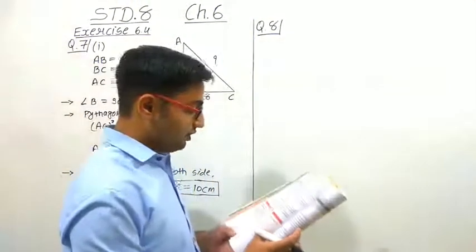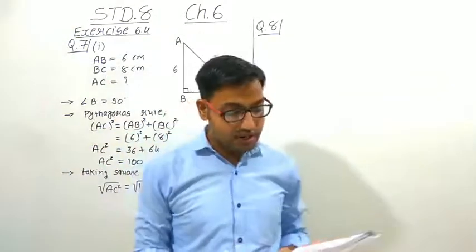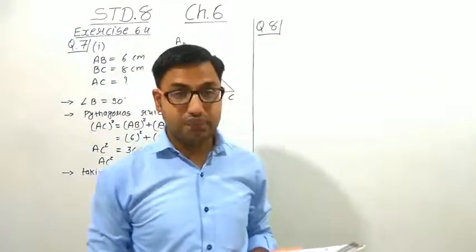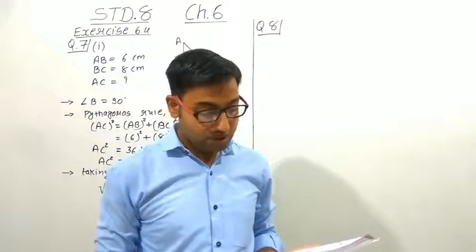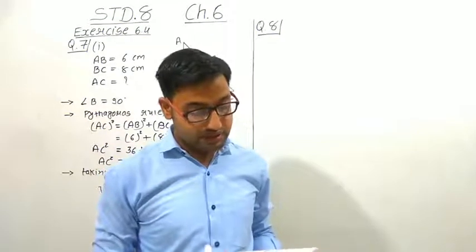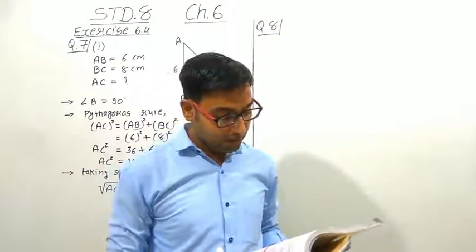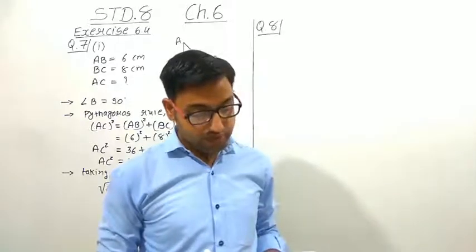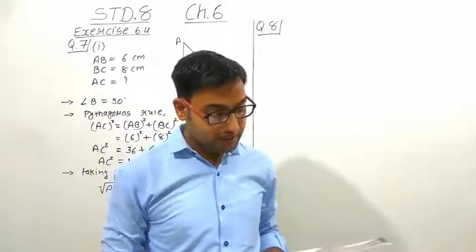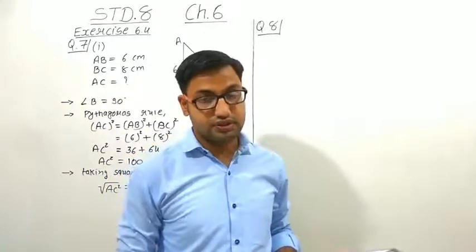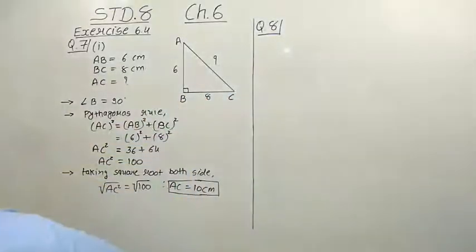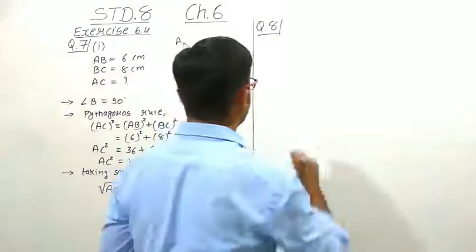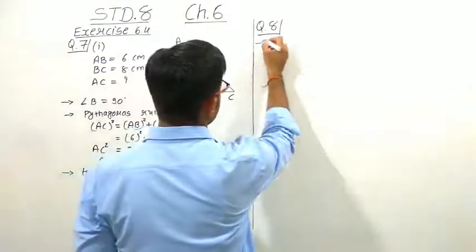What is the question? A gardener has 1000 plants. He wants to plant them in such a way that the number of rows and the number of columns remain the same. Find the minimum number of plants he needs more for this. See, how many plants are there with the gardener? Total plants is equal to 1000.